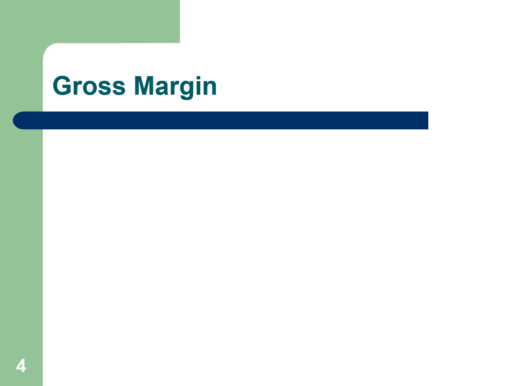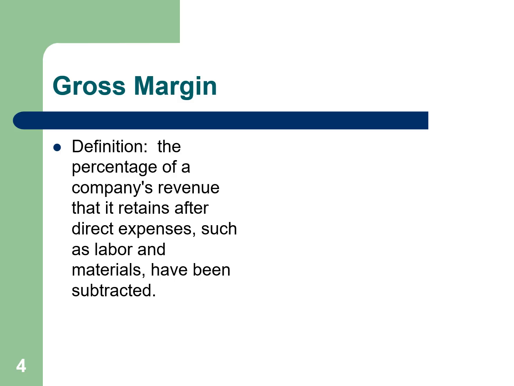Let's begin with gross margin, a fundamental financial metric. Gross margin tells us the percentage of revenue that remains after deducting the cost of goods sold, sometimes referred to simply as COGS, or direct expenses. Essentially, it shows how much money a company retains from each dollar of revenue after paying for the production of its goods or services.